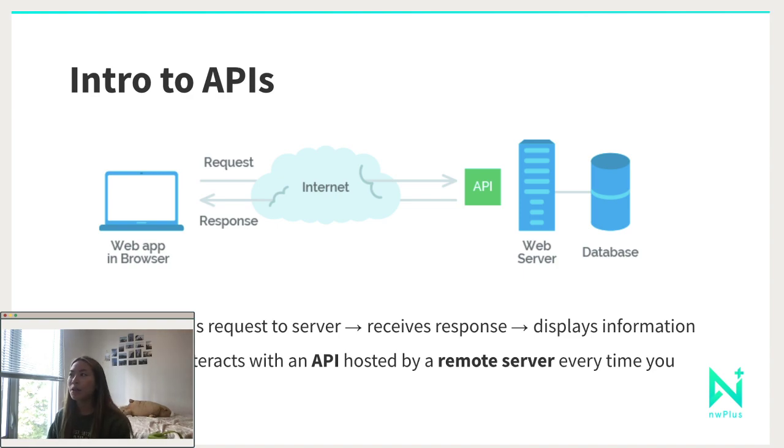When you go visit, let's say, google.com in your browser, whether it's Chrome, Safari, Edge, or whatever you use, it sends a request to Google's remote server, then it receives a response, and then it displays the information to you. So it interprets the code and displays it on the document. Here the browser is what we would call the client, and that client would call the API. Basically every time you visit a website, your browser is interacting with an API that's hosted by the remote server.